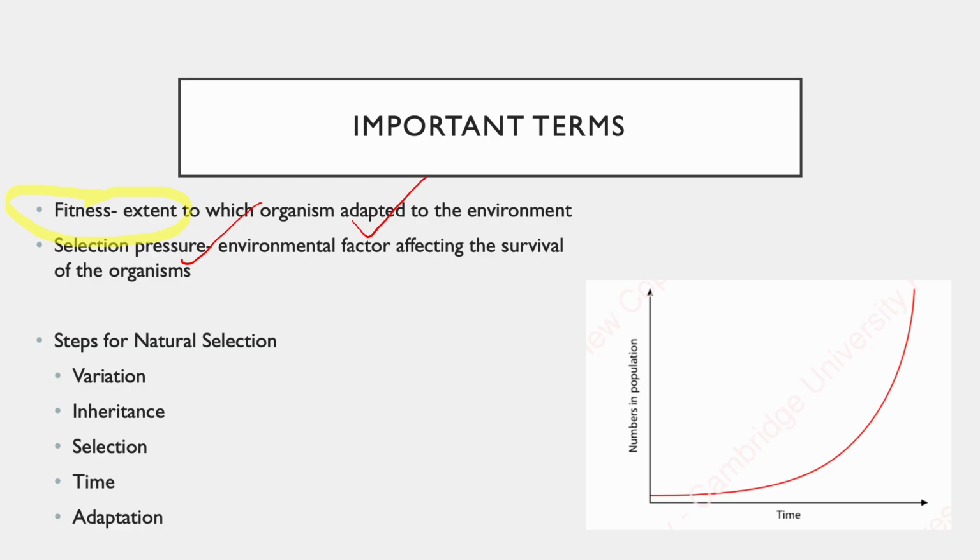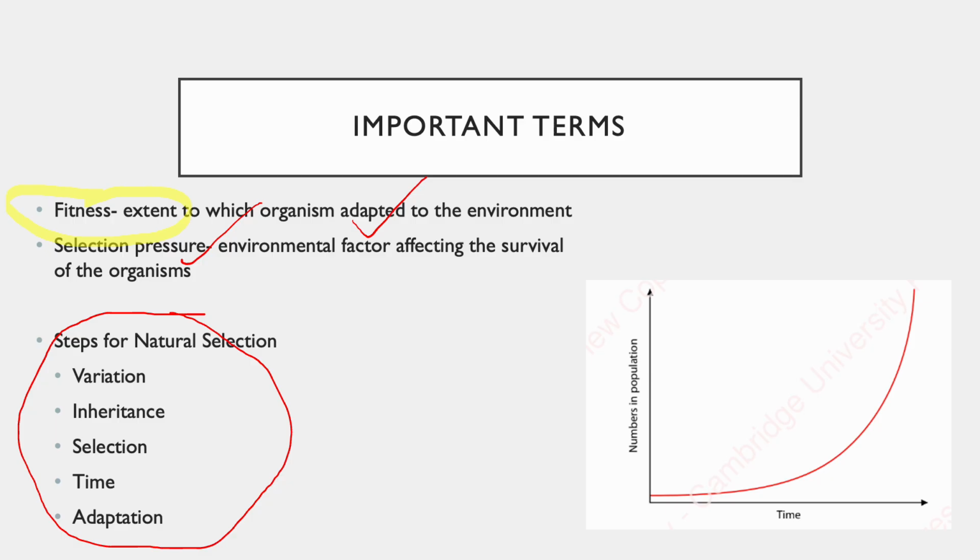If you remember, a very common example of industrial melanism, which has been occurring for a very long time, has been taught to you with two different types of colored moths which have existed. There the factor was completely external. Industrialization acted as a selection pressure for a particular species of moth to be dominant at a particular point of time.